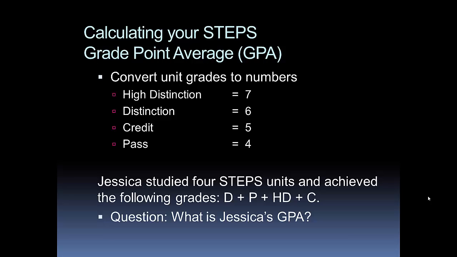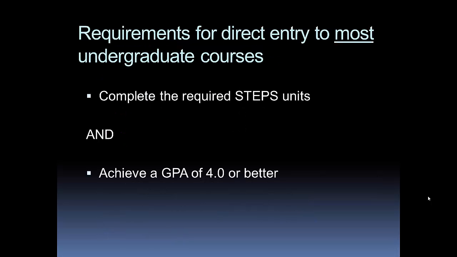So, for example, if Jessica studied 4 STEPS units and achieved the following grades, a D in one unit, a P in another, an HD in another, and a C in another. So a D is worth 6 points, a pass 4, so there's 10 points, plus an HD 7, so there's 17, plus a credit 5, that makes a total of 22 points. You then divide by the number of attempts, so 4 courses, and when you have 22 divided by 4, the answer is 5.5. So that's Jessica's GPA. So that's how you go about calculating your GPA using that formula.